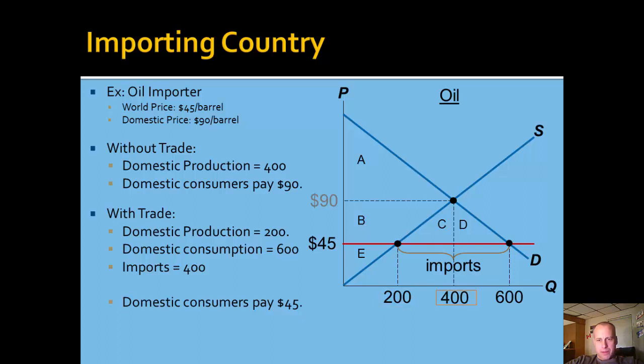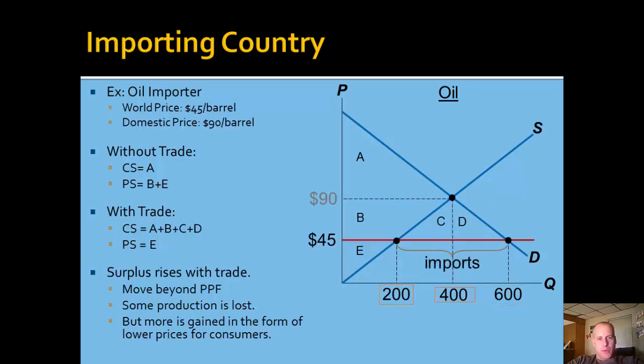Now, consider what this says about surplus. In a market without trade, consumer surplus is equal to triangle A. Producer surplus is equal to area B plus area E. But when we open up the market to imports and we see the prices fall, some consumers will now choose to consume at the lower price, and total consumption rises from 400 to 600, and we pick up area C and D in additional surplus.